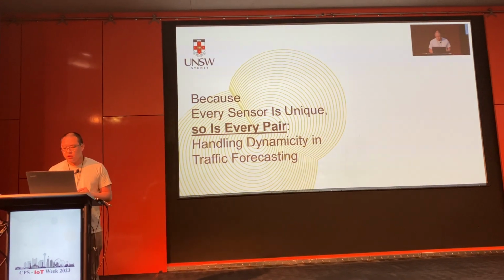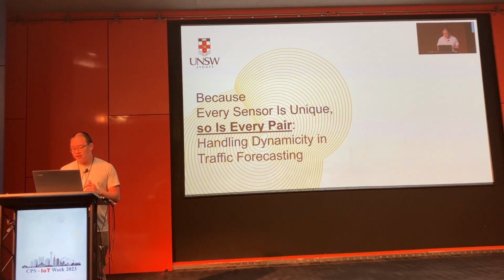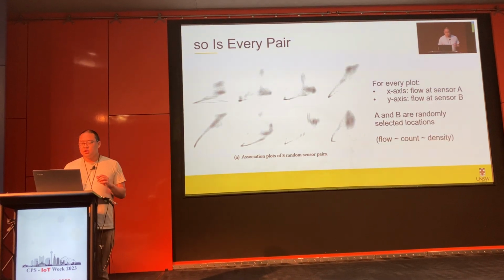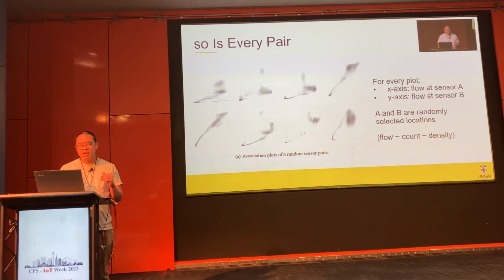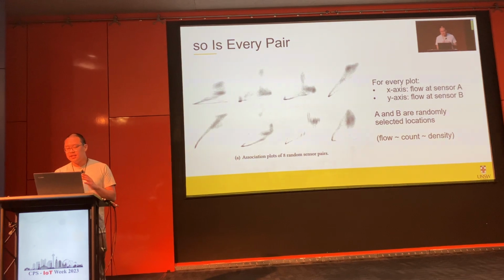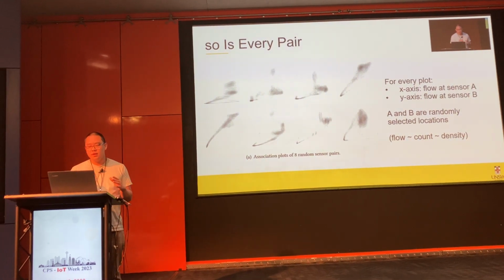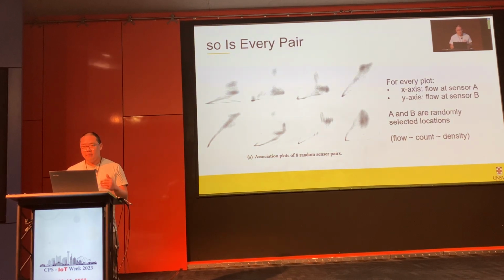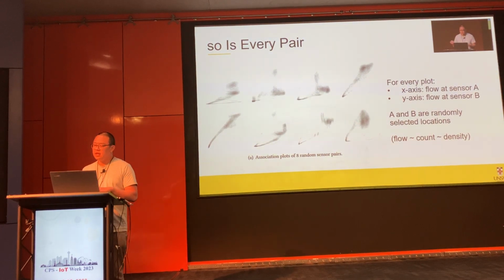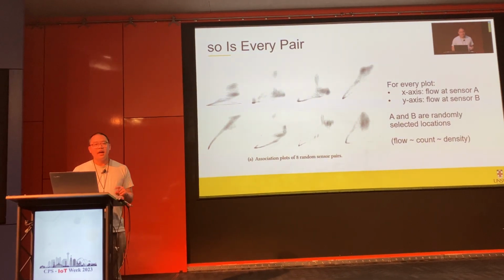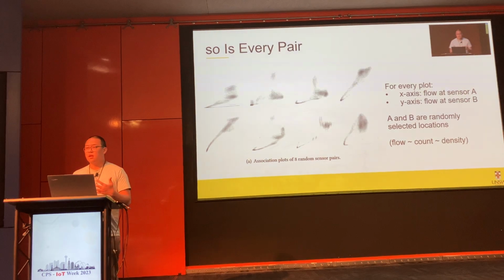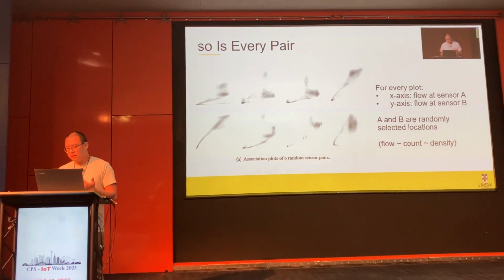Moving on to the second part, and so is every pair. These are association plots, and the idea is that for every single plot, the x-axis is the flow at sensor A. Flow is just a count, similar to density, how many cars in the past 5 minutes. And the y-axis is also flow, but at a different sensor, sensor B. Sensors A and B are at random locations. So these are 8 different pairs.